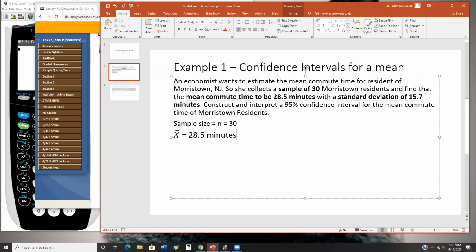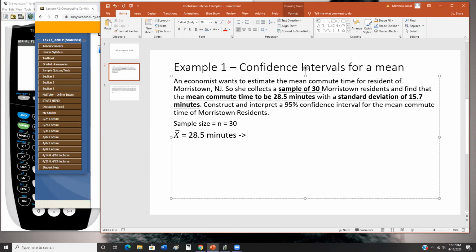Okay, now here's what she wants to do, this economist. She wants to estimate the mean commute time of all residents in Morristown, New Jersey. So do you think the mean commute time of all residents in Morristown, New Jersey is exactly 28.5 minutes? No. No way. There's like no way it's exactly 28.5 minutes, okay?